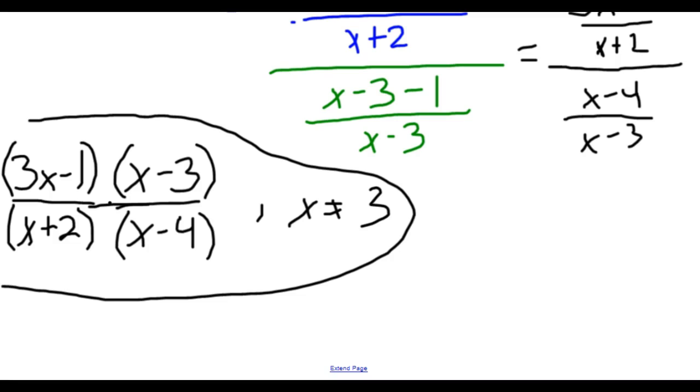That is simplifying compound fractions, which are fractions within a fraction. Now you should be able to get started on your homework.